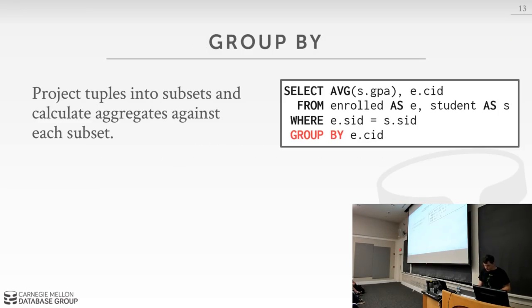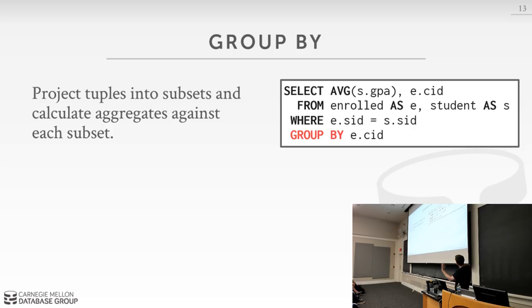So the way to fix this is to do group by. So with group by, what's going to happen is now we're going to define how we want to essentially bucket together the tuples in our output based on one attribute, and then we can compute the aggregation on the tuples in each bucket. Right?